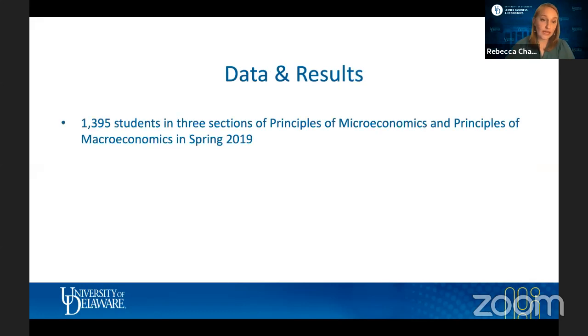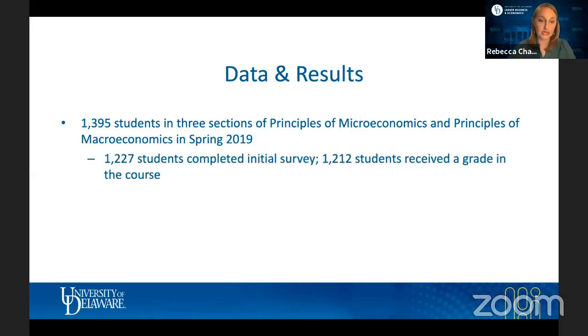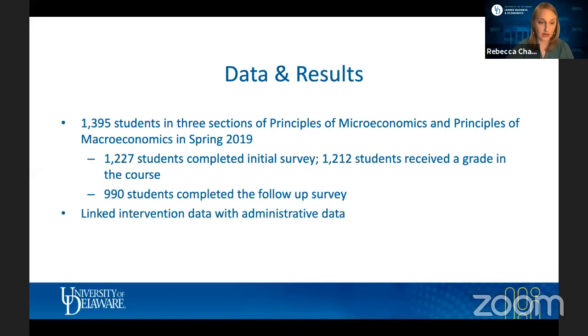So we gave this to just under 1,400 students in 2 sections of Principles of Micro and 1 section of Principles of Macro in spring 2019. 1,227 students completed the initial survey. We then linked this data with administrative data, and 1,212 students out of those received a grade in the course. 990 students completed the follow-up survey. So we had a little bit of loss there.